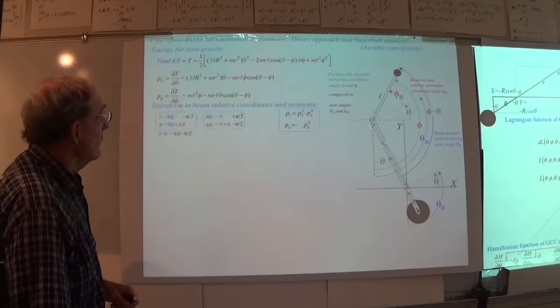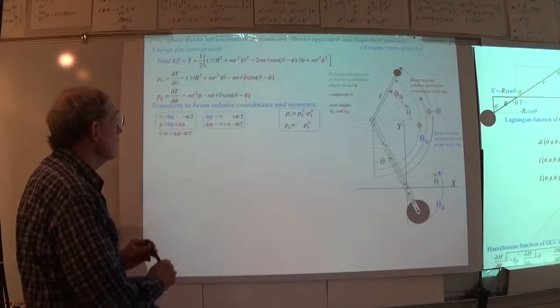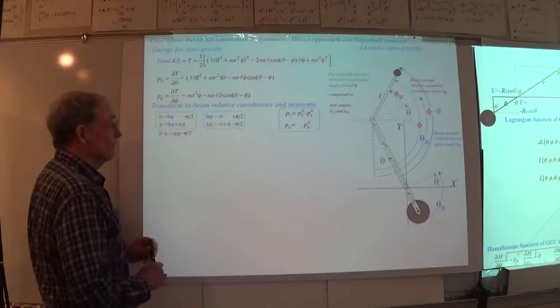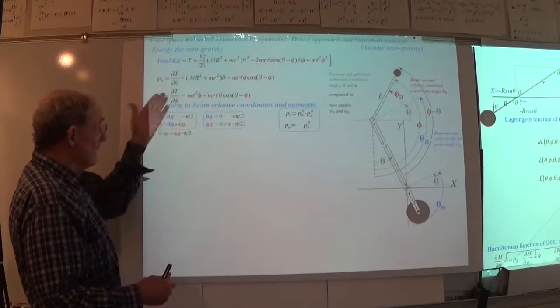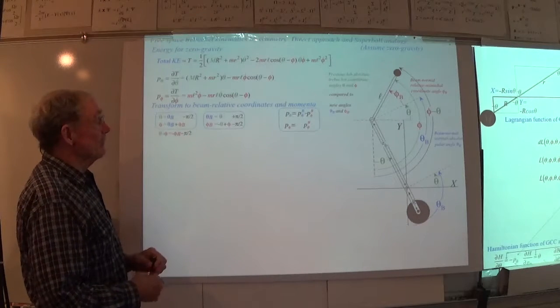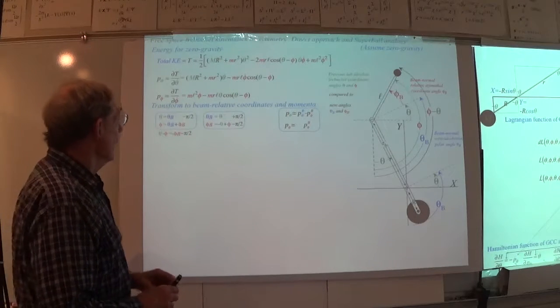And we just transform it to being relative coordinates. In other words, I'm avoiding all the stuff we did on the previous page here. We're just coming at this thing directly, doing the simplification right at this point.